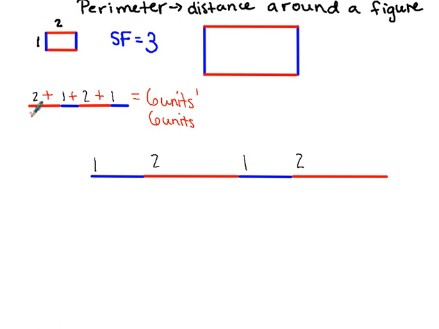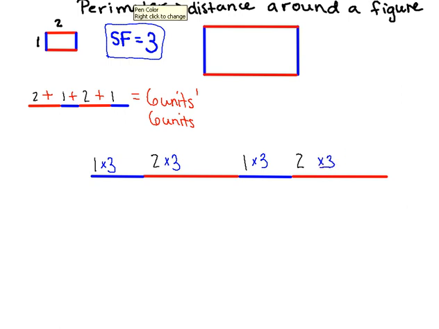So, when we apply scale factor, it is by definition the number we multiply all of our sides by. Here we can see our scale factor is 3. So I'm going to take my side, the blue side that was 1, and I'm going to multiply it by 3. My side that was 2, the red side, multiply it by that scale factor of 3. The other blue side, which was 1, multiply it by the scale factor of 3. And the other side, which was 2, multiply it by the scale factor of 3.